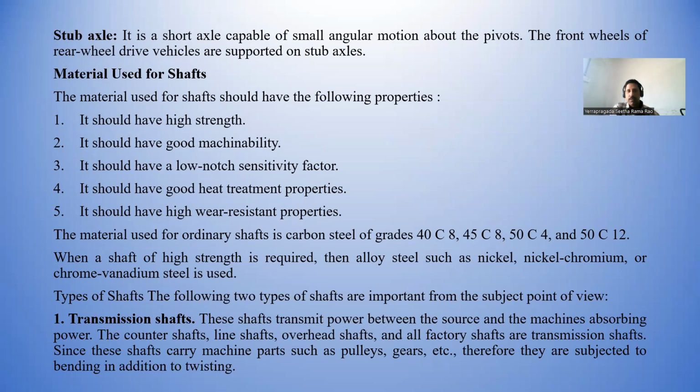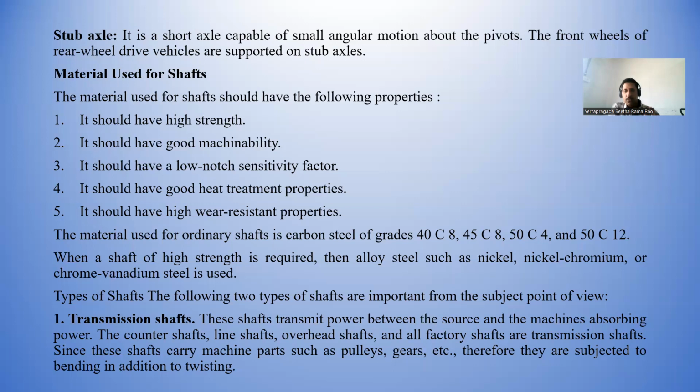and it should have good machinability also. Many of the shafts carry gears and are supported by bearings, so the machined surface must be made for the gears or the sprockets, whatever you are mounting on the shaft. So it must have good machinability, and we should have a low notch sensitivity factor. We also have to cut keyways in the shafts, so the material should have low notch sensitivity, otherwise it will be sensitive to higher stresses in the shaft itself.